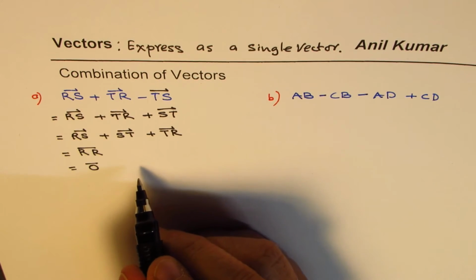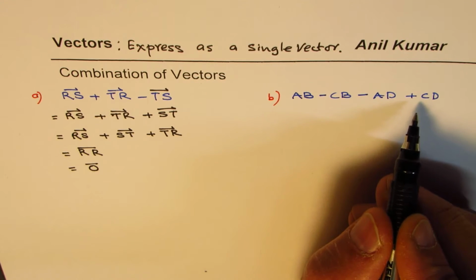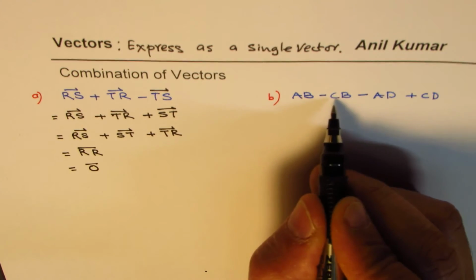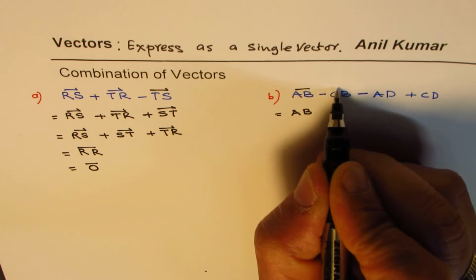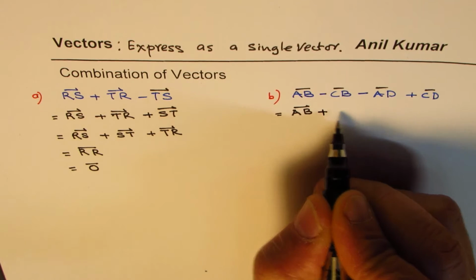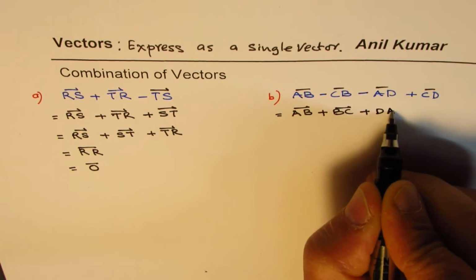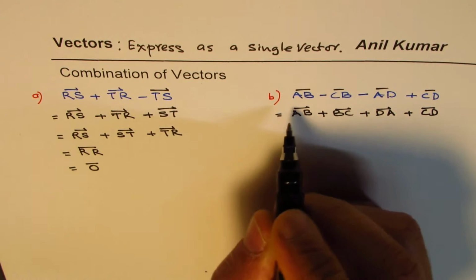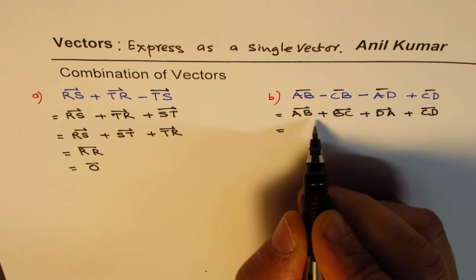Apply these principles and try to find a single vector for the given combination. So we'll follow our rules. That is, first step, change minus to positive, right? So we'll write this as AB. So let me write them as arrow showing from C to D. These are the vectors, right? Plus BC, right? Plus DA plus CD. That's okay.